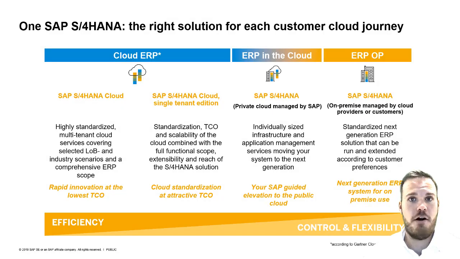So SAP offers S/4HANA Cloud in lots of different provisioning models. It ranges from the highest flexibility, where you can customize your solution in S/4HANA on-premise, to S/4HANA Cloud, which has the most efficiency in the provisioning model and gives you the lowest TCO, and is therefore the solution you choose to get the quarterly innovation cycles.